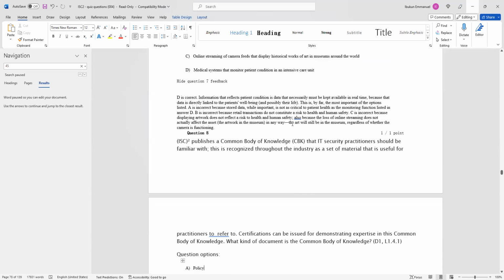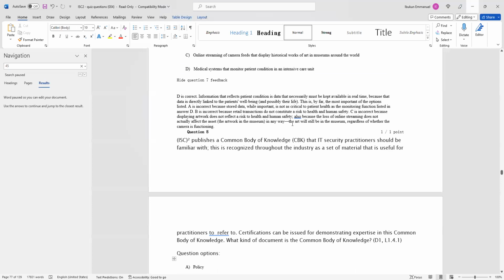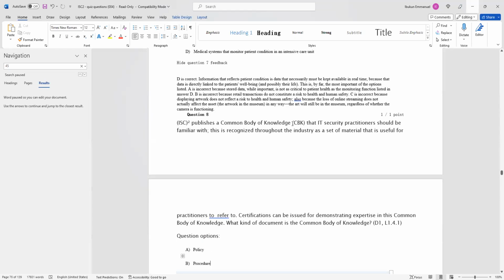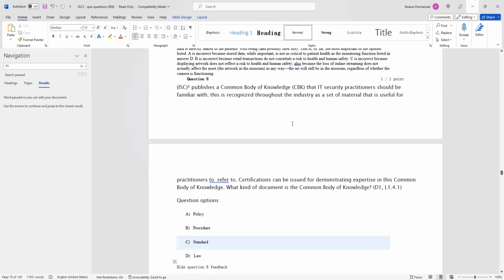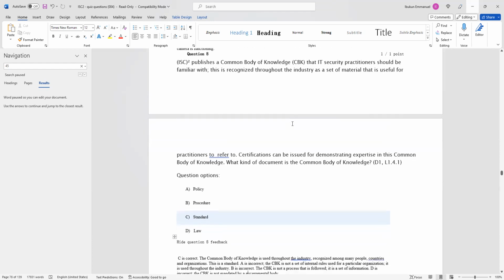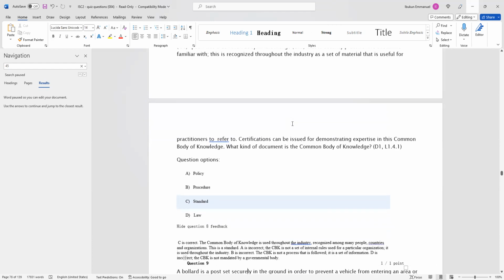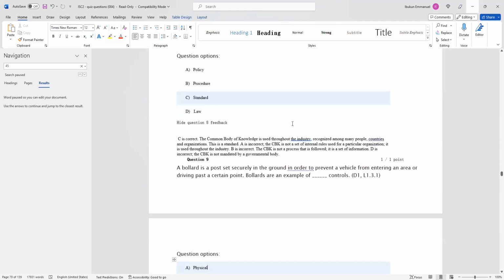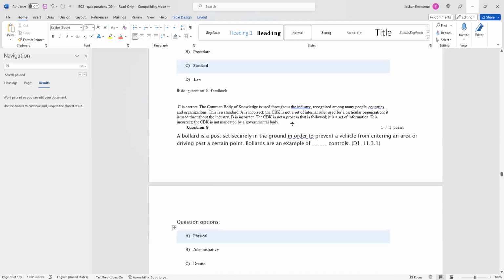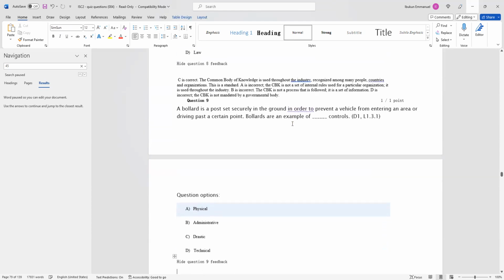What kind of document is the ISC2 Common Body of Knowledge? What sort of material is it? It's a standard. It's not a policy, it's not enforced, it's not a procedure manual, it's not a law, it's a standard that is used throughout the InfoSec industry.